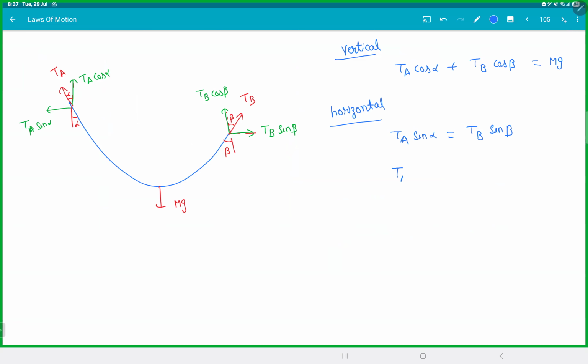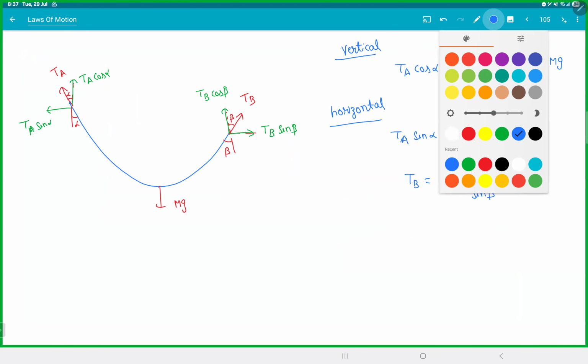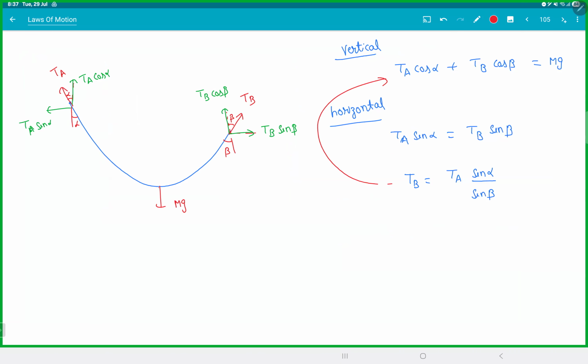Then from here we can get TA, or you can take TB, it doesn't matter. So TB will be TA sin alpha by sin beta. Take this and substitute in this, put it in that equation. Now I want to put TB in this equation. Then your equation becomes TA cos alpha plus TA sin alpha cos beta by sin beta is equal to mg.